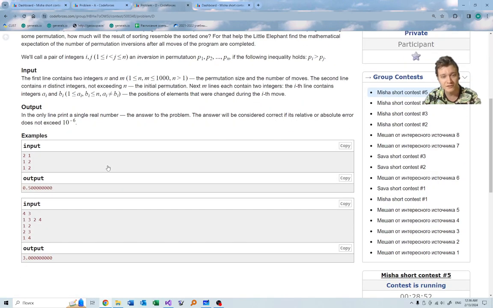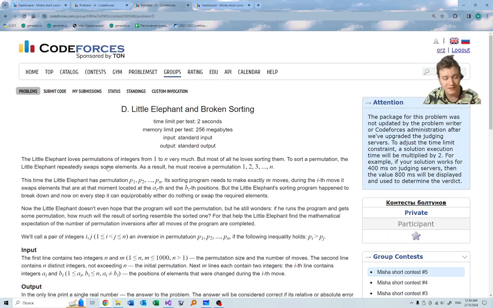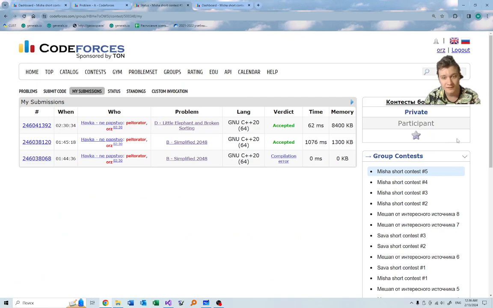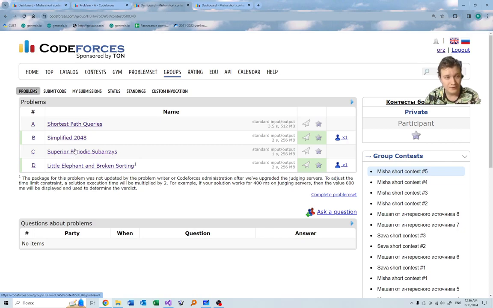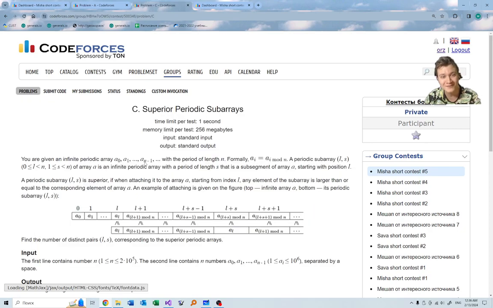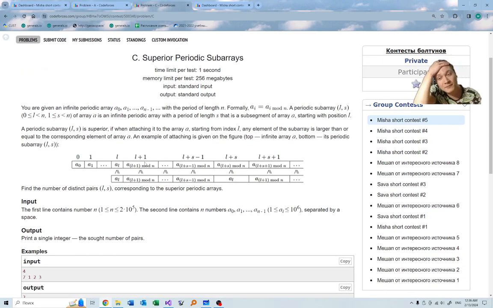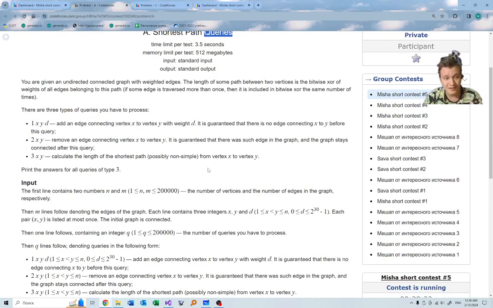Little Elephant and Broken String. Oh, broken sorting. Accepted, one submission, one accepted. So these problems should be hard. I don't know. Okay, just for experiment, after the contest, I won't look at the editorial, but I will look at the rating. So there should be the rating of these two problems. I don't think they are easy.